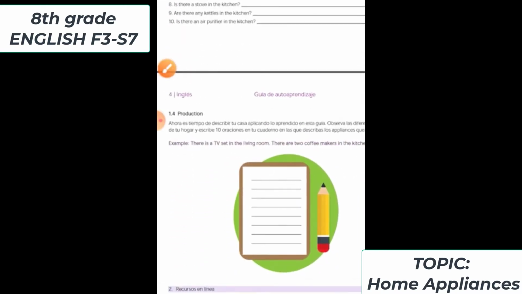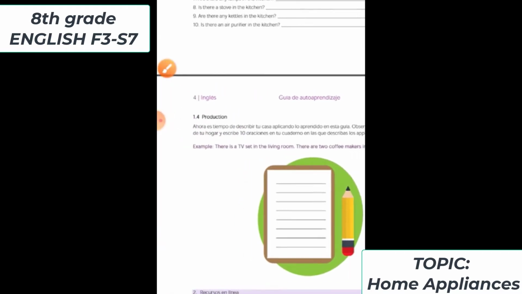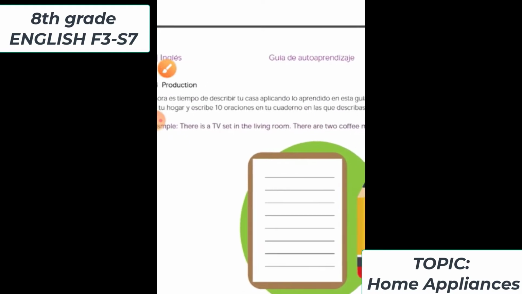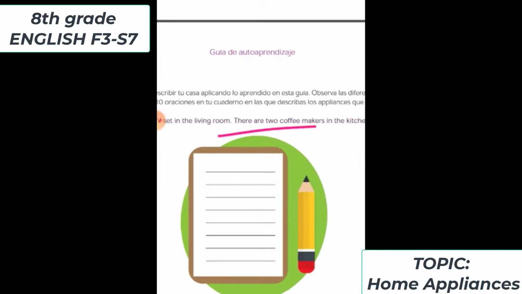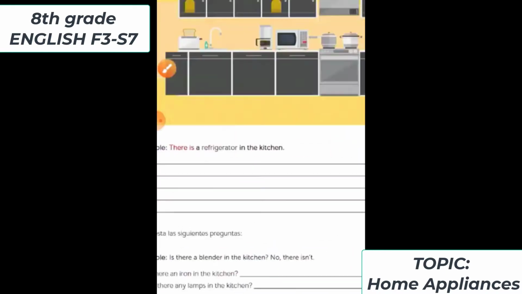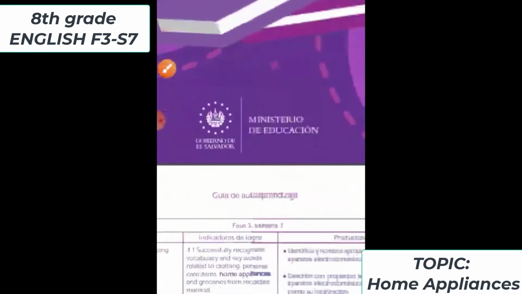Finally, you will have to produce something in English, okay? You'll have to write something in English. You have to talk about your house here, and in your notebook you will have to say what there is in your house and what objects are there in your house, yes? That's it. Now, let's get with the basis.